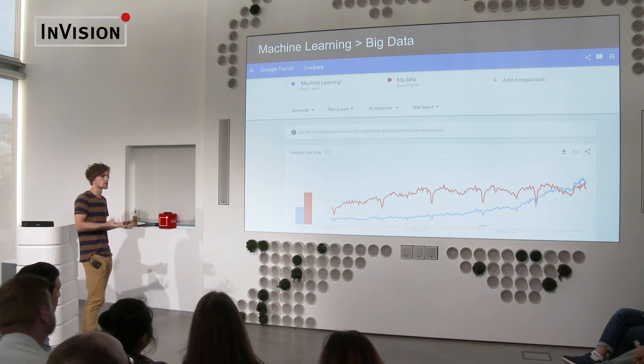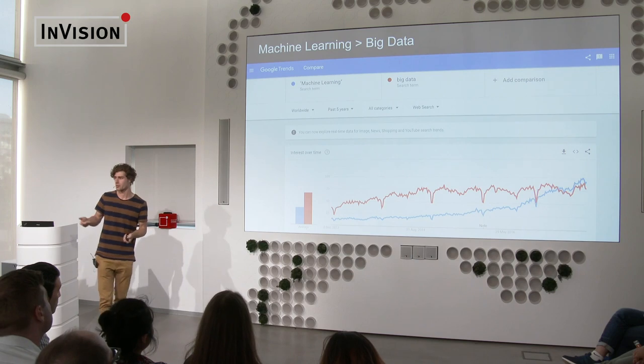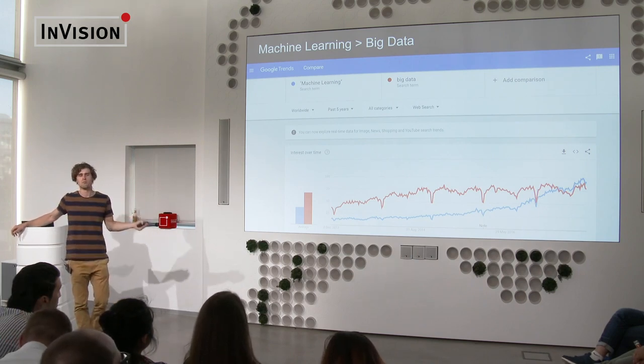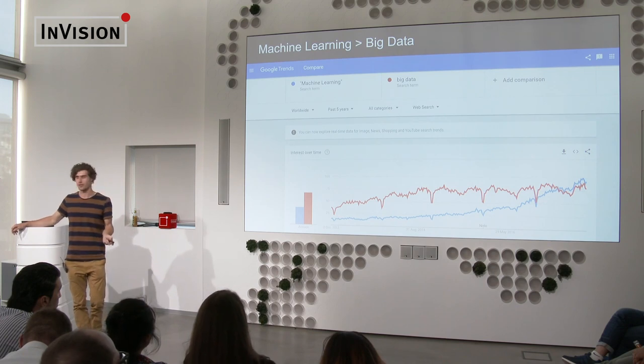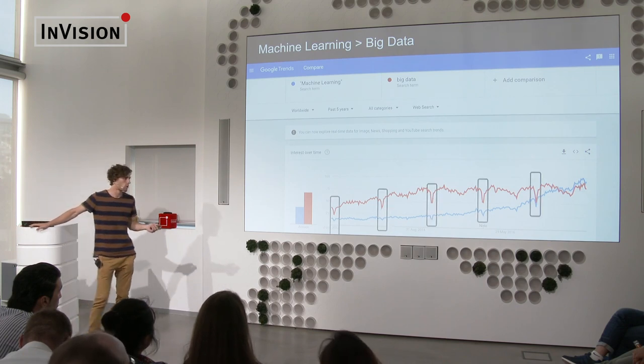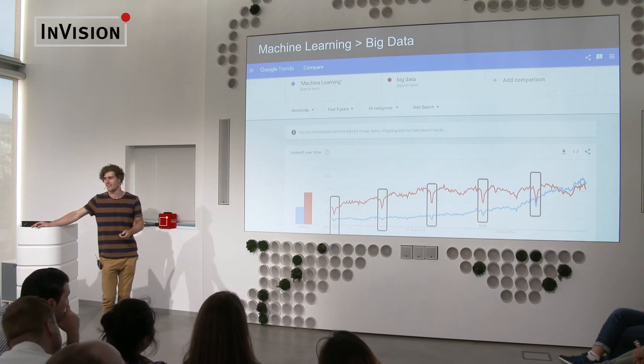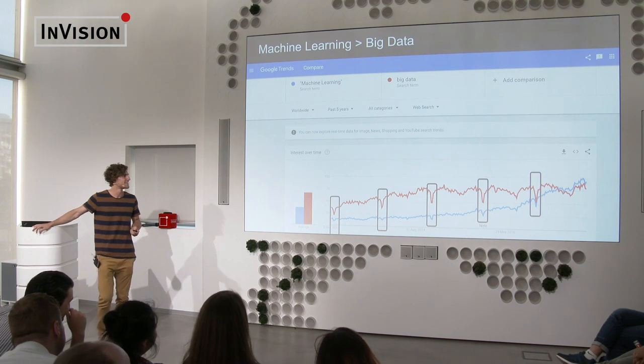So machine learning is already a more popular search term than the word big data is. A lot of people are realizing, okay, we have big data now, but in order to get value out of it, we need machine learning. For people who are wondering what these drops are, apparently they're Christmas. Nobody cares about machine learning when it's Christmas.